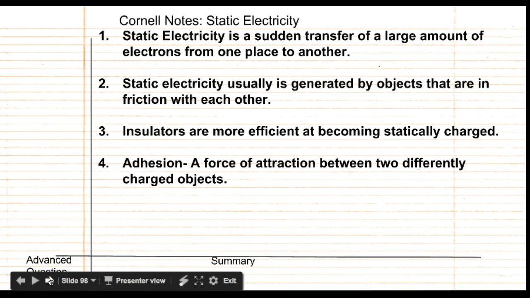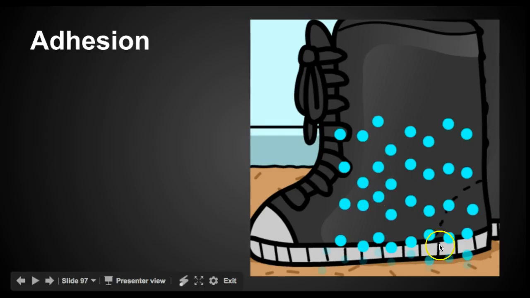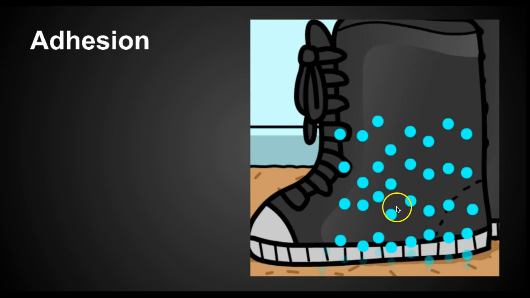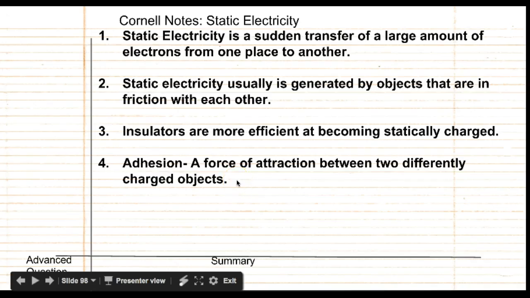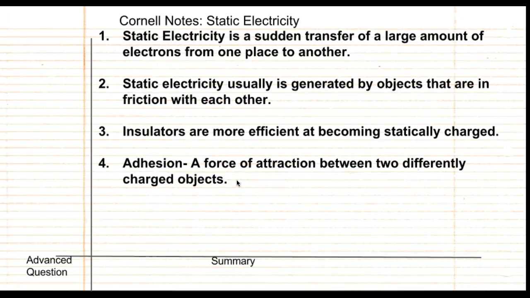Adhesion usually just means things that stick together, but it's a force of attraction between two differently charged objects. In this picture that I got from BrainPop, the electrons from the wool rug, and wool is an insulator, are being attracted by the rubber boot, which is also an insulator. Then once you touch a metal object, you have a discharge as these electrons travel from an insulator to a conductor. Adhesion just means the electrons moving from one place to another, and the difference of positive and negative charges creates this force of attraction.